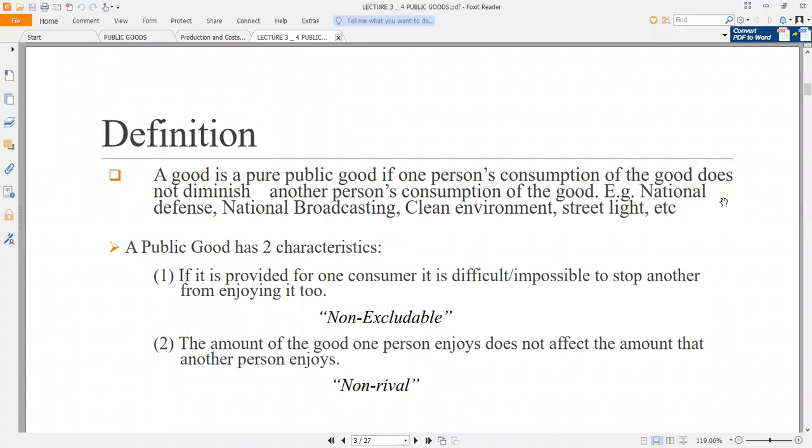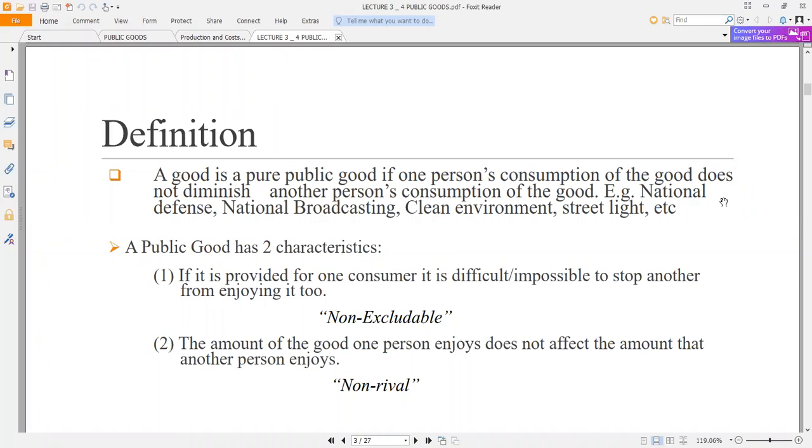But then you can prevent others from using the road. If you take the motorway, for example, there are toll booths. If you don't pay, you can't use it. So there, we cannot say that that road is a perfect public good or a pure public good. It has characteristics of a pure public good, but it isn't pure.